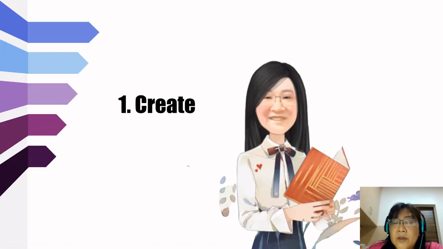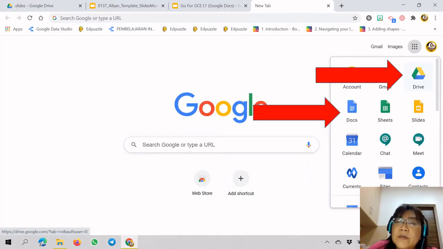Okay, for the first one, let's look at create. There are two ways to access or to create Google Docs. You can go to your Drive or you just click the Google Docs here. How to get this? You just click the waffle button on the top. There are 9 dots there, so this is called a waffle button. So you can open from your Drive or you just click the Google Docs. I'll open from my Drive.